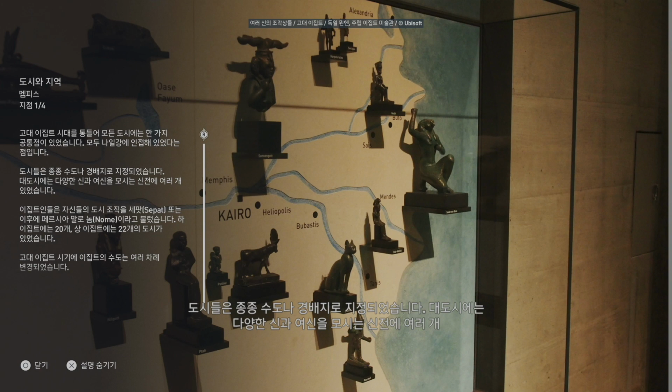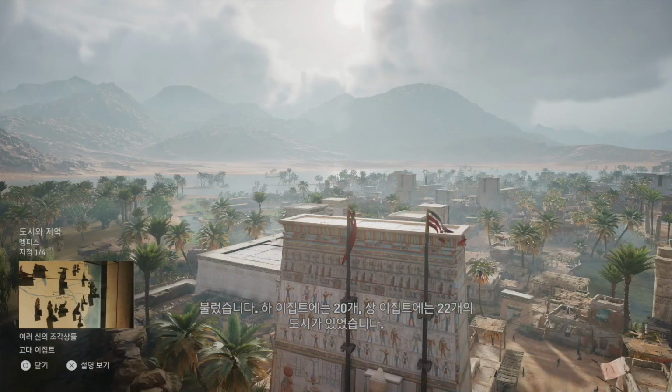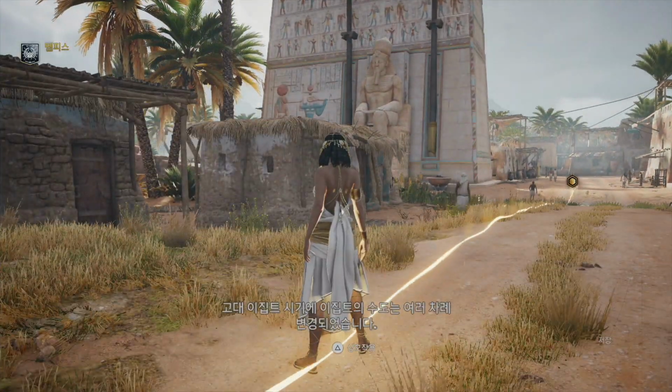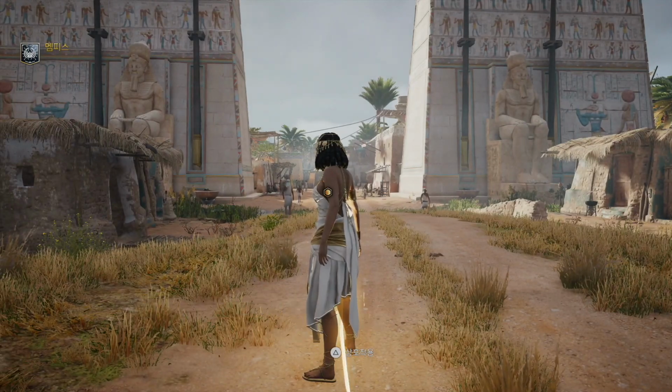Cities were often designated for government or for worship. Major cities had several temples dedicated to numerous gods and goddesses. Egyptians referred to the organization of their cities as a sepat, or later on by the Persian term nome. There were 20 sepat in Lower Egypt and 22 in Upper Egypt. The capital city of ancient Egypt changed many times over the periods.